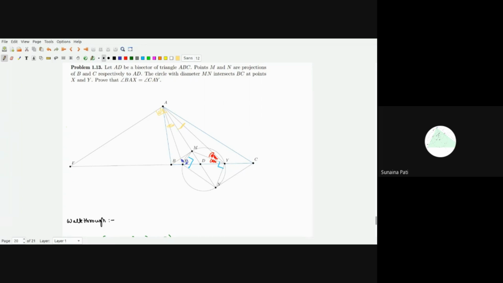Then, as Malay said, since we have angle MYN as 90 degrees and we already have ADMN as harmonic, again by the angle bisector perpendicular lemma, we get that angle AYM is equal to MYD. Similarly, we can do the same over X, and we get AXM equals MXD, and hence we get that M is the incenter of AXY.